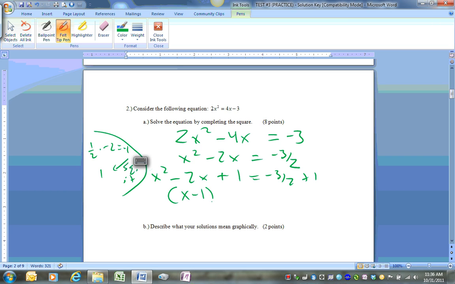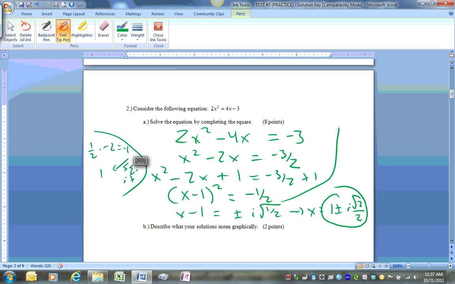Factor it, which is x minus 1 half, and then square root both sides. So you get plus or minus i root 1/2, or x will equal 1 plus or minus i root 2 over 2. And the reason why it's root 2 over 2 is that when you have root 1/2, it becomes 1 over root 2. And then when you rationalize, you get that.